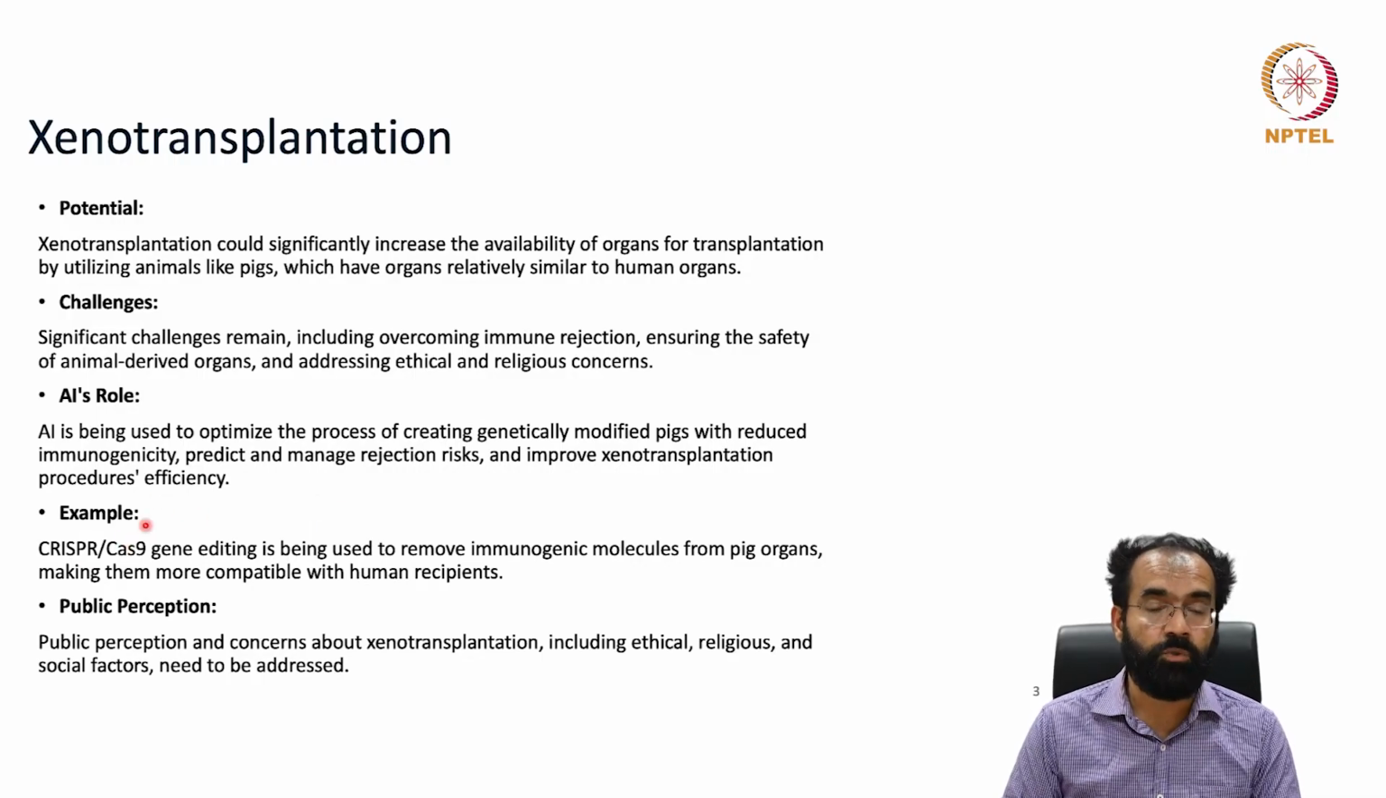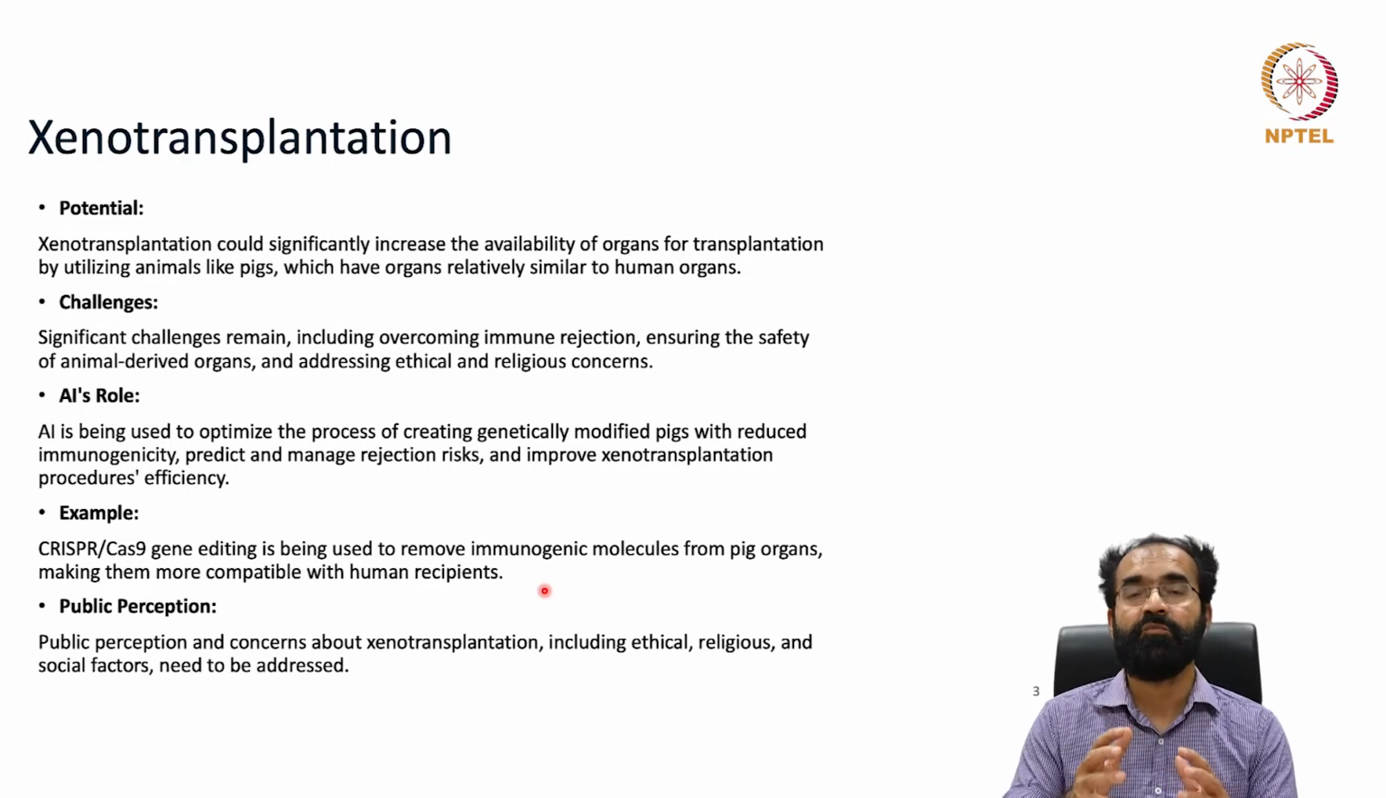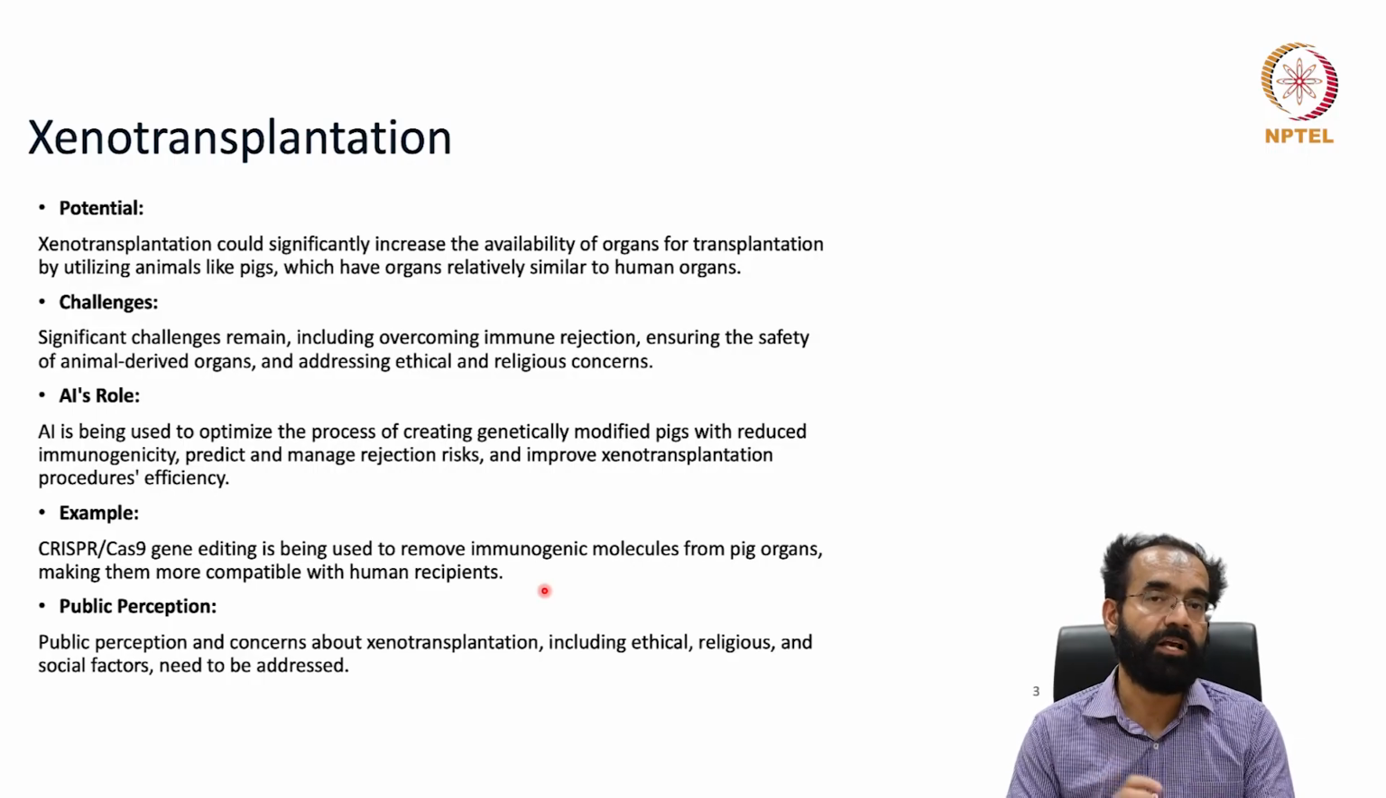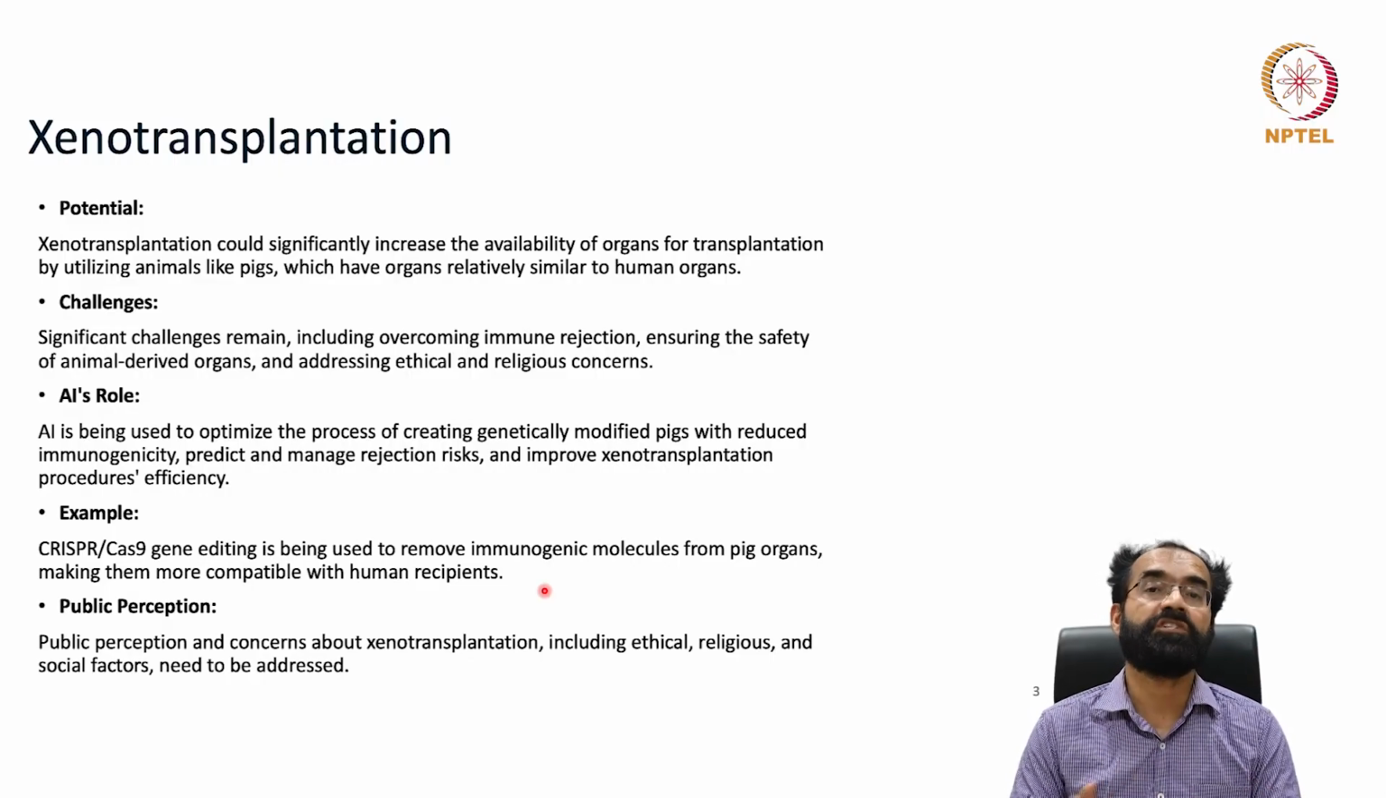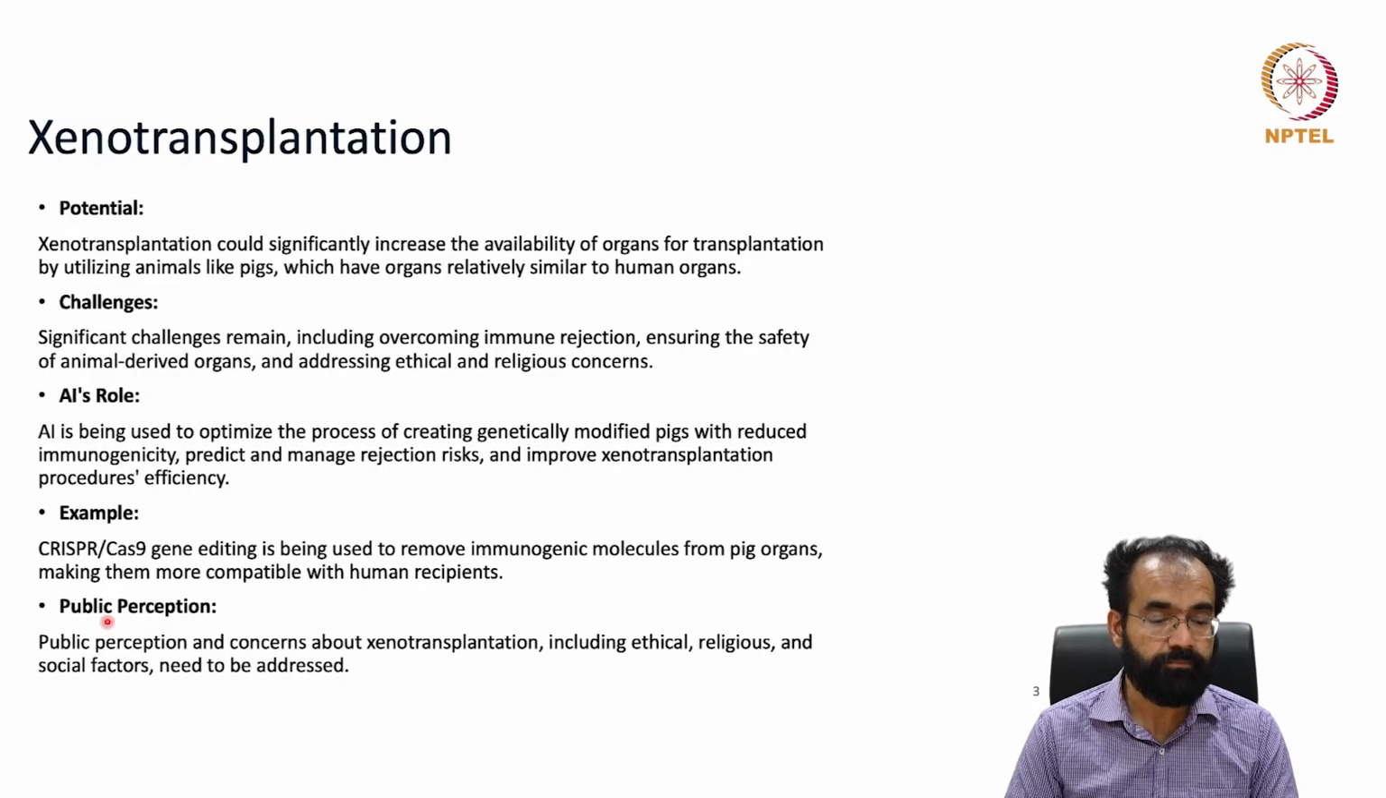One example is that CRISPR-Cas9 gene editing is being used to remove immunogenic molecules from pig organs, making them more compatible with human recipients. We usually refer to this as humanized. If there are some 5 proteins present which can be immunogenic in humans if you take that organ and put it in, what if in the pig itself you get rid of those proteins by editing or mutating them, and then you take that organ? Then they will never be expressed, and hence your immune system will not reject that pig organ.